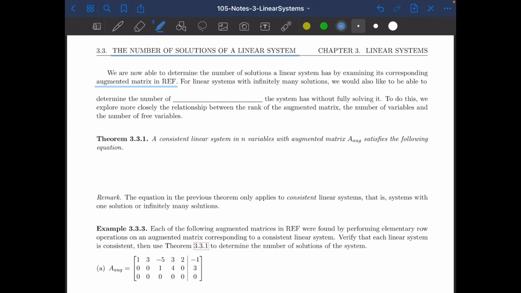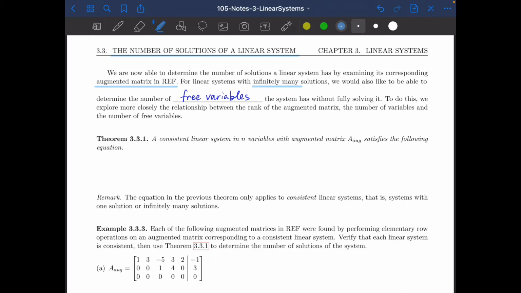Now, for linear systems with infinitely many solutions, we would also like to be able to determine the number of free variables the system has without fully solving it. To do this, we explore more closely the relationship between the rank of the augmented matrix, the number of variables, and the number of free variables.